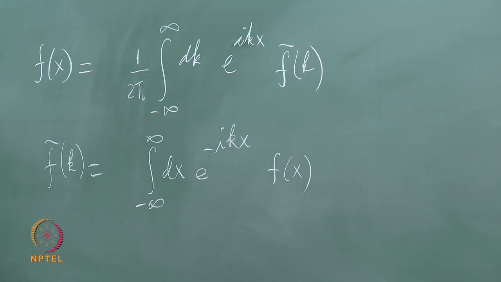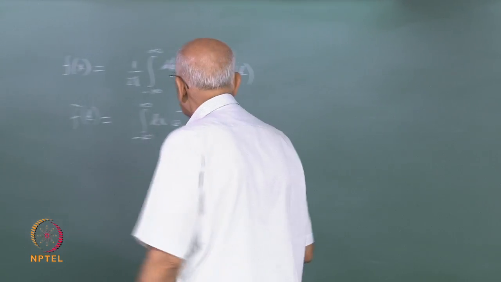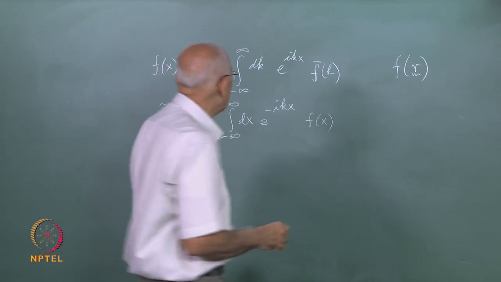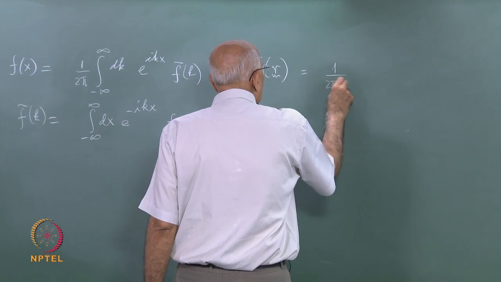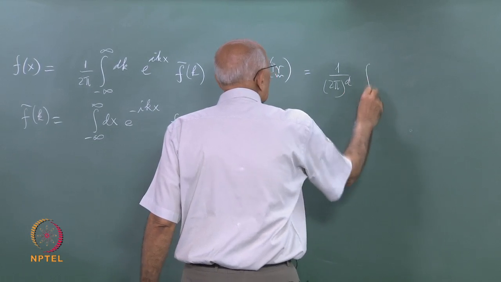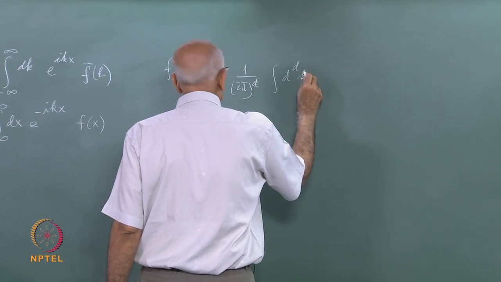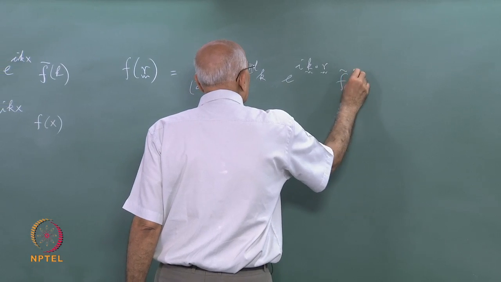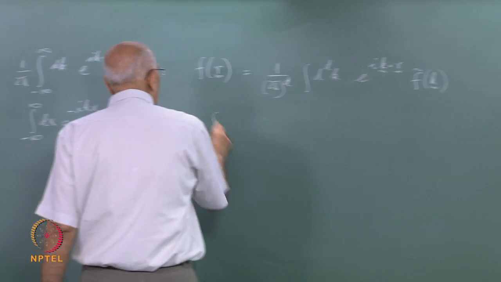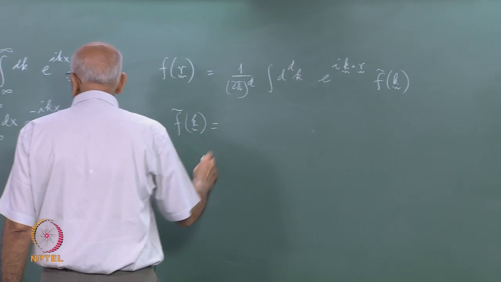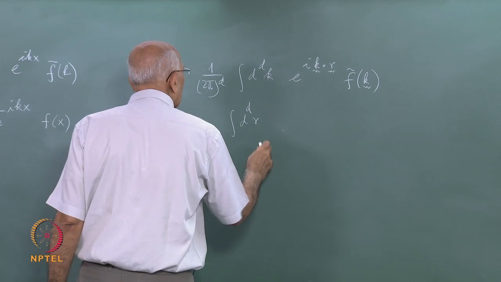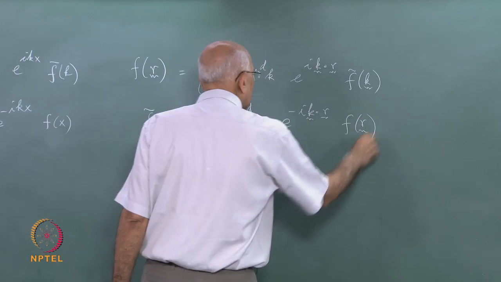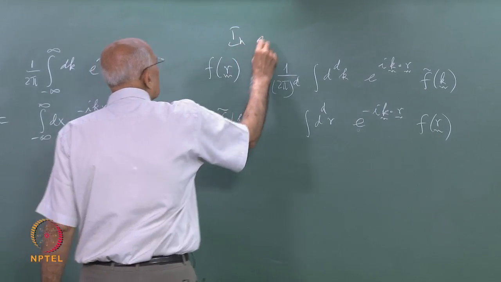Now we can do the same thing in any number of dimensions. So if you have a function of a vector r in d dimensions, say d Euclidean dimensions, then you can define 1 over 2 pi to the power d integral d dimensional volume integral over all k space e to the I k dot r f tilde of k, where f tilde of k is integral d dimensional integral over r e to the minus I k dot r f of r. So this is in d dimensions.